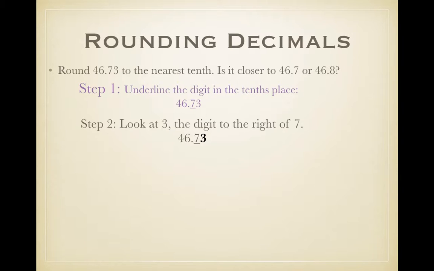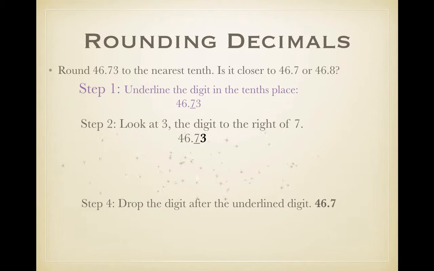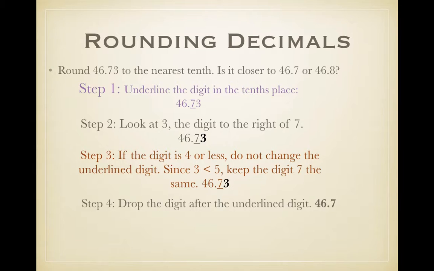Remember what we did before in the whole numbers? We're going to do the same thing with that decimal. So 3 is less than 4, right? So we know then we can leave that 7 the same. So step 3, if the digit is 4 or less, do not change the underlined digit. Since 3 is less than 5, keep the digit 7 the same. So our number then is 46 and 73 hundredths. Step 4, drop the digit after the underlined digit. So then it becomes 46 and 7/10.